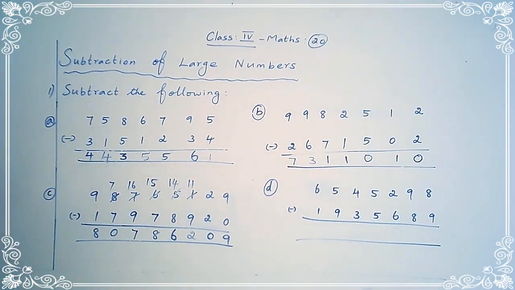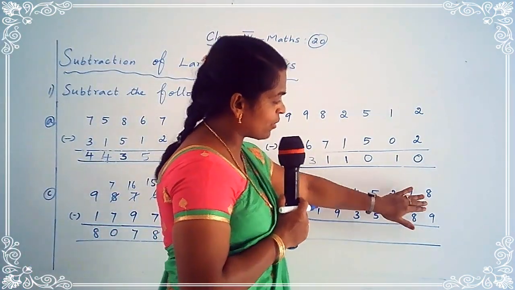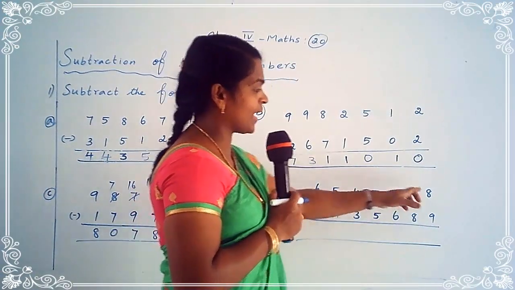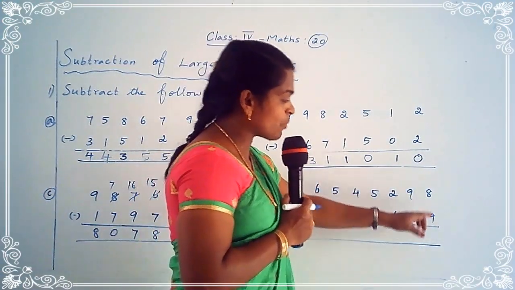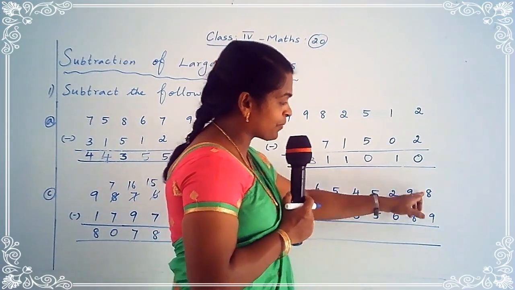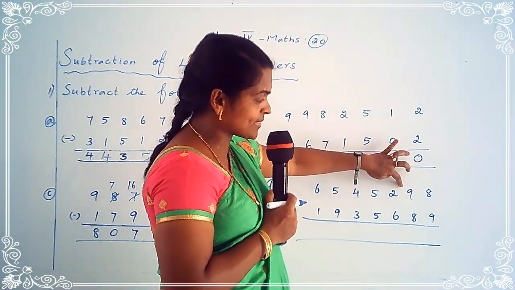7,86,209. Okay, clear? Now you come to the next question, B. B starts subtraction from ones place. Here ones place have 8 and 9. 8 is smaller than 9. Yes children, so it cannot be subtracted from 8 to 9. So you go to the next place, get borrow.